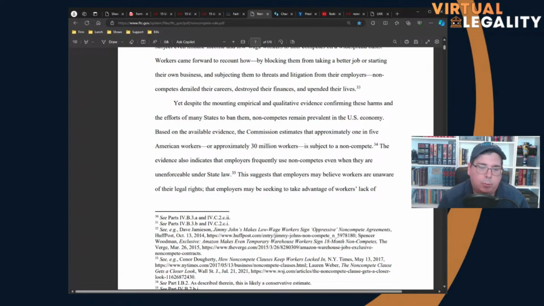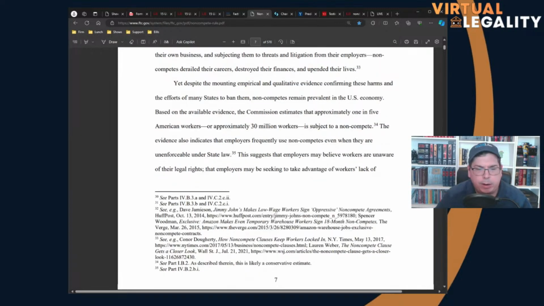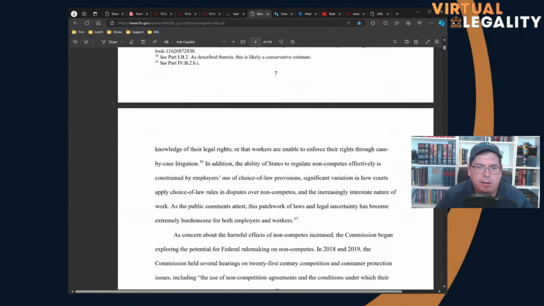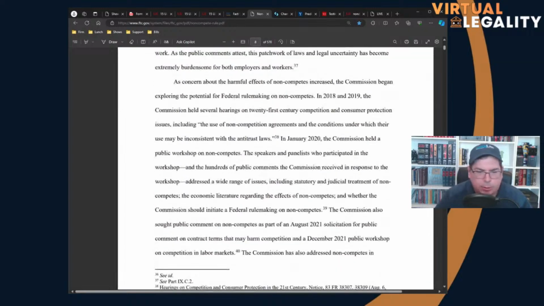They're not regulating the workers, they're regulating the companies, and the ambit of authority given to them under the FTC Act is that they can regulate unfair methods of competition. So they have to, at some point, state why this is unfair, not just why it hurts labor markets or why they don't like it, right?